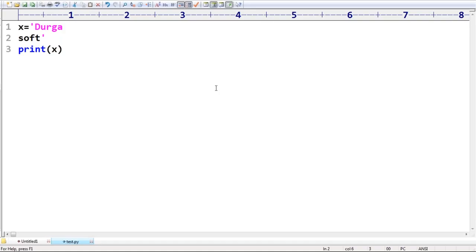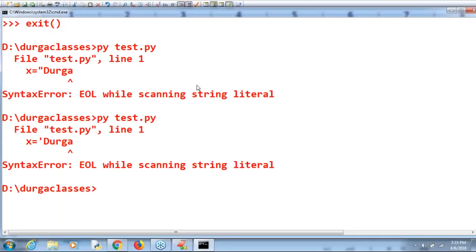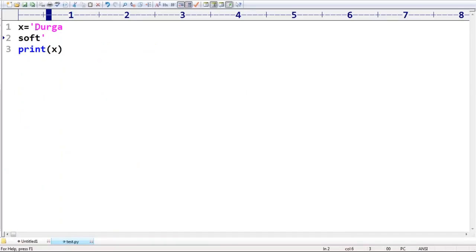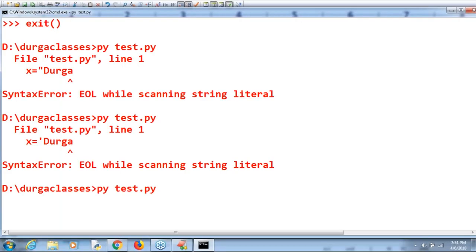Can you please tell, is it valid or invalid? Single quote, invalid. Either single quote or double quote is always invalid, right? Then how can it work? Sir, better to take triple quotes, okay? Triple quotes. Which thing am I taking now? Triple quote. Then perfectly this one is valid.